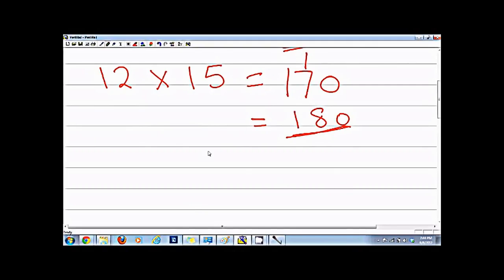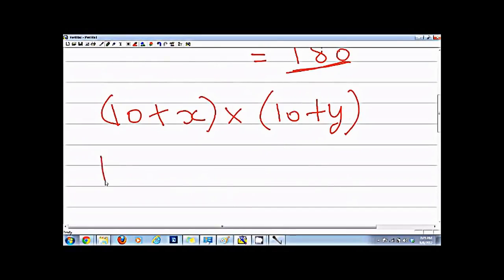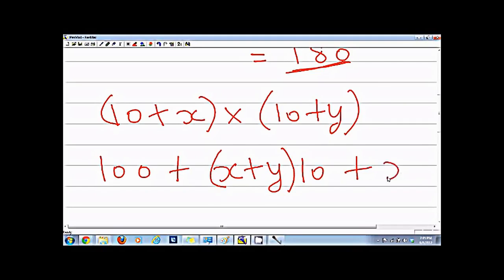Now let's go to the proof. I'm not doing any magic here, there is a simple mathematical proof for it. For example, if I have to multiply two-digit numbers like 10 plus x and I want to multiply it by 10 plus y, if you solve this, what you will get is 100 plus x plus y, and this x plus y will be multiplied by 10, and then we have x into y.